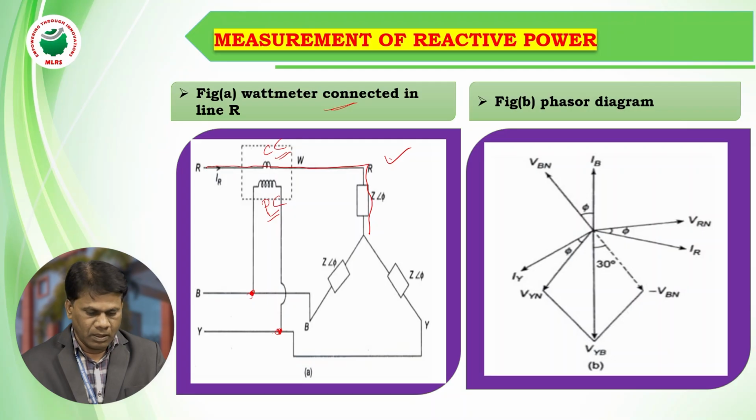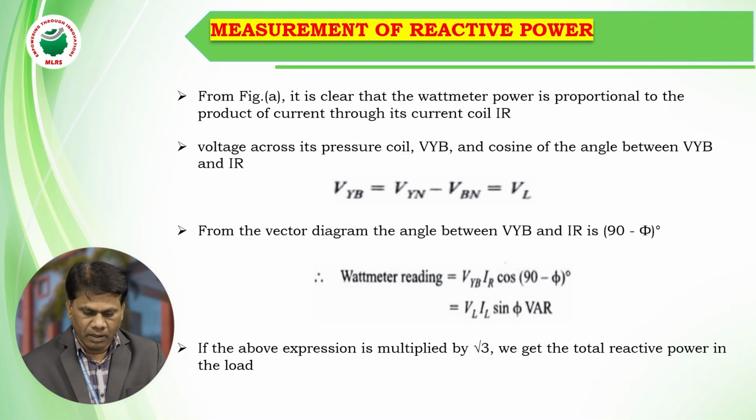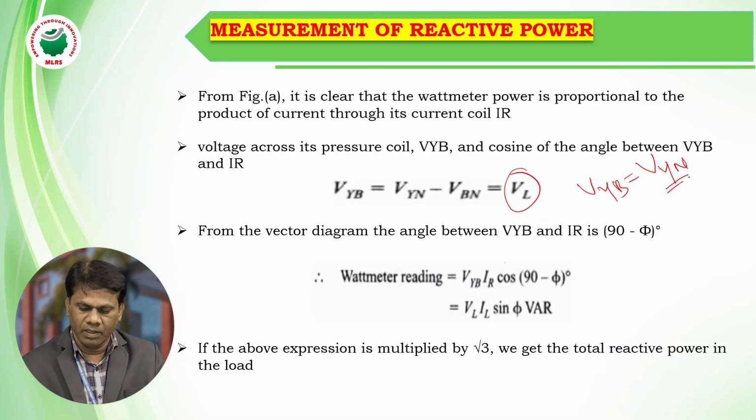Now the formula. We need VYB, which is nothing but a line voltage. This can be written as VYN, the voltage between Y phase and neutral, minus VBN, the voltage between B phase and neutral. This is the voltage across the pressure coil. To measure this, we need the voltage between Y phase and neutral minus the voltage between B phase and neutral.